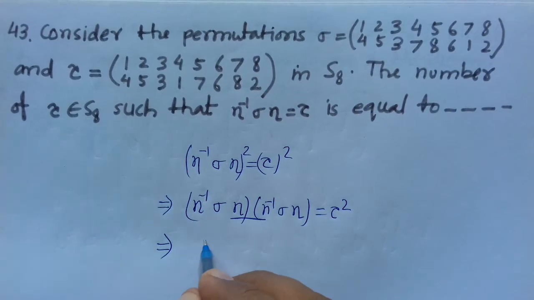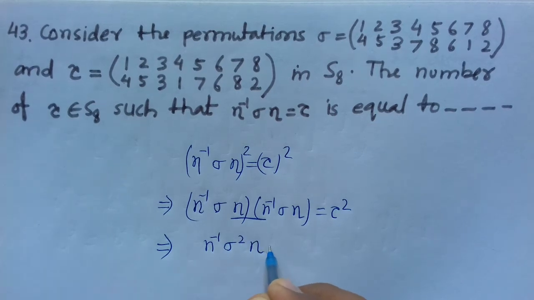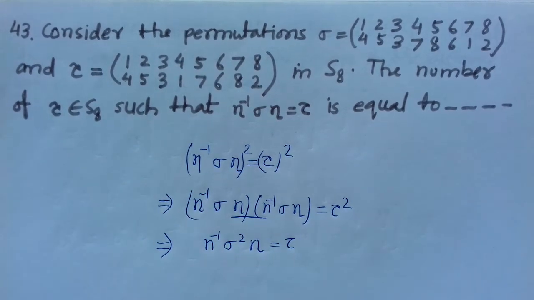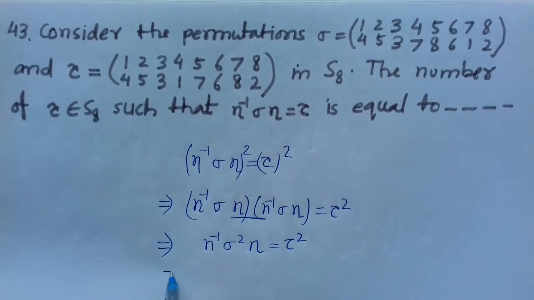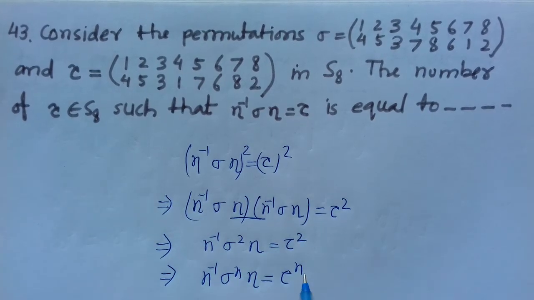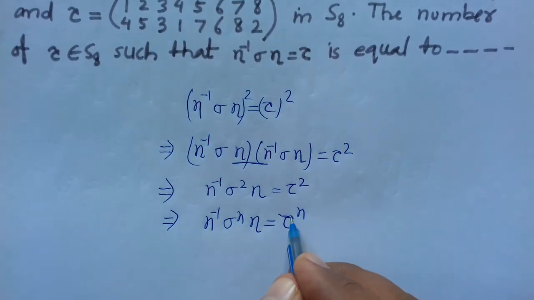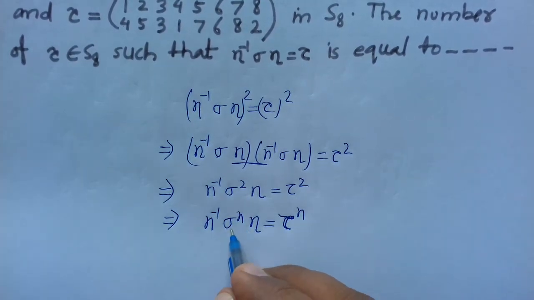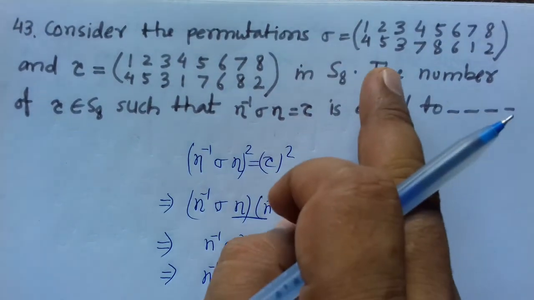So here it remains η⁻¹ρ²η. So you see that if you go like this, then you will have at last η⁻¹ρⁿη equals τⁿ. This means that the order of τ and the order of ρ must be equal. Let us see whether it is true or not.